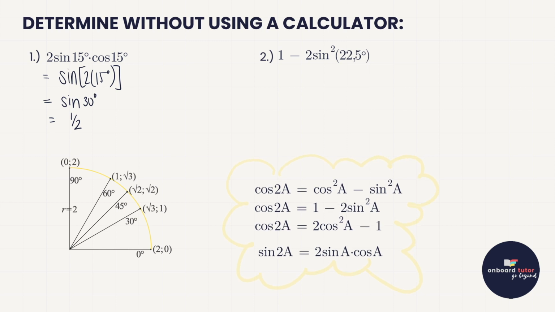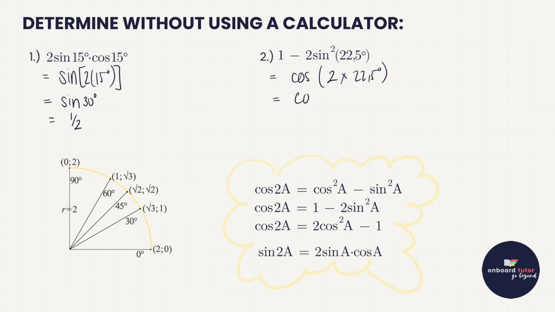So 1 minus 2 sine squared of an angle. Let's have a look. Here's one that starts with 1. 1 minus 2 sine squared of an angle. That can be condensed into cos 2 times the angle. So we can rewrite this then as cos 2 times 22,5 because that's the angle there.